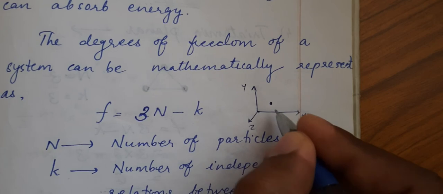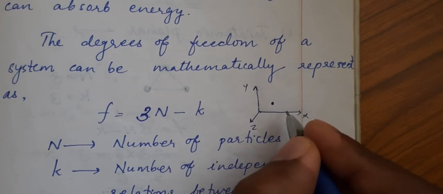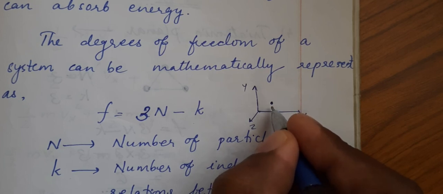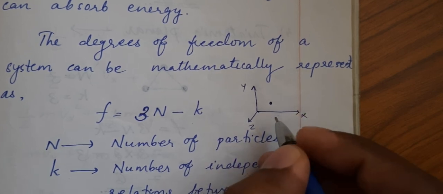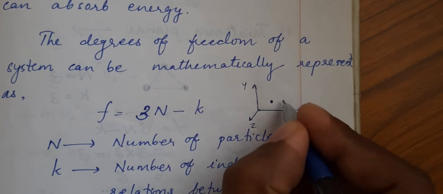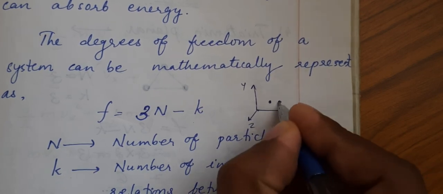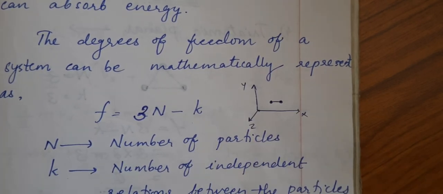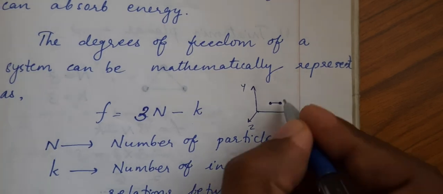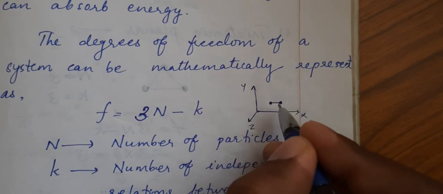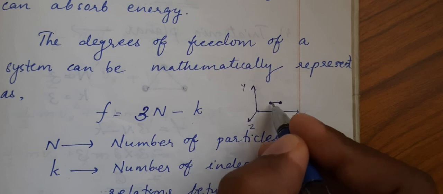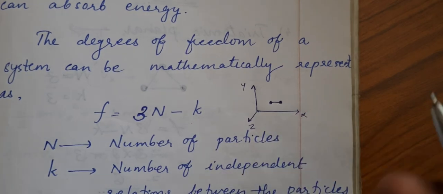But if there is a restriction, like the molecule is fixed to a certain axis. For example, instead of a single molecule, I take two molecules which are connected here. Just connected. Together, these molecules have freedom to move in all the directions. These two molecules can move in all possible directions.